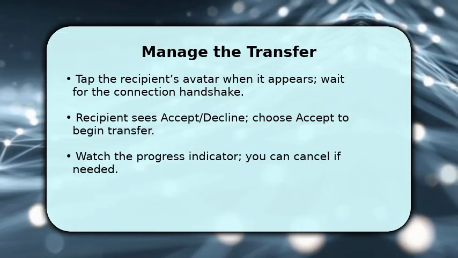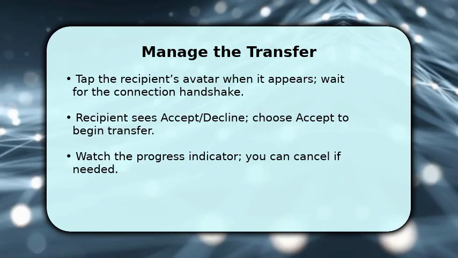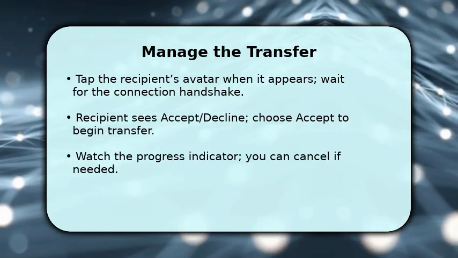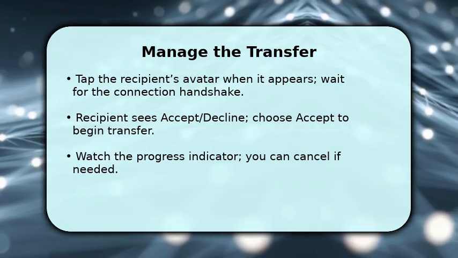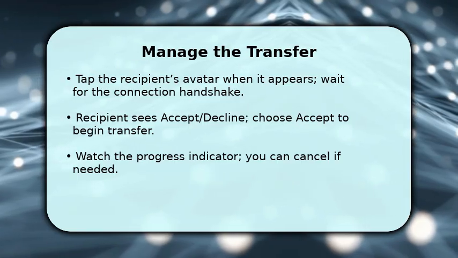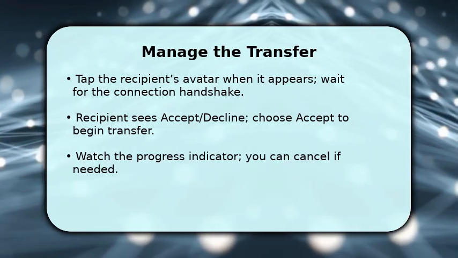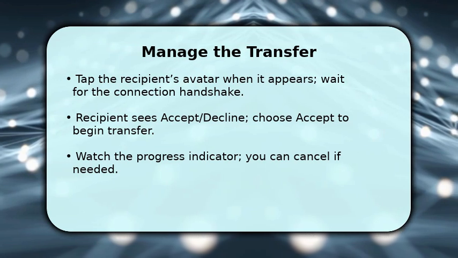While sending, watch the progress ring or bar on the sending device and the receiving device's screen. If you change your mind, press cancel. If transfer stalls, toggling Wi-Fi or moving devices closer often resumes it.